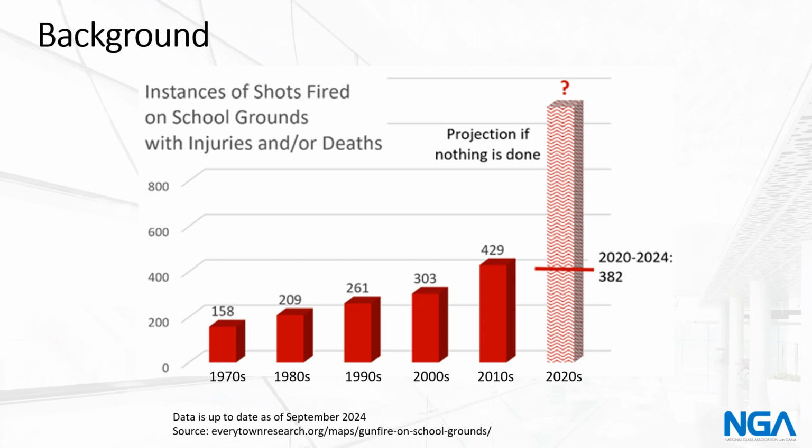Note that from 2020 to midway through 2024, the instances of shots fired on school grounds with injuries and/or deaths has already surpassed the number of incidences in the previous decade. In 2020 and 2021, there were 190 active shooter events in schools, despite many schools holding fewer in-person school days during the pandemic. In 2024, from January to September, there were at least 85 incidents of gunfire on school grounds, resulting in 42 deaths and 90 injuries nationwide.